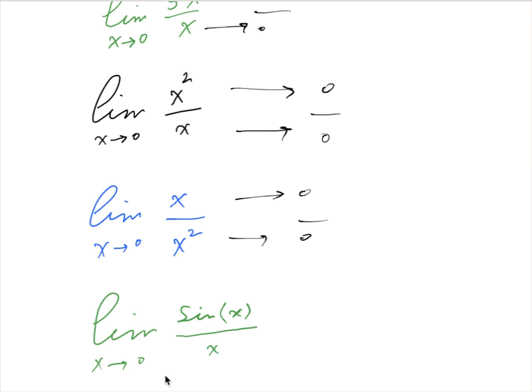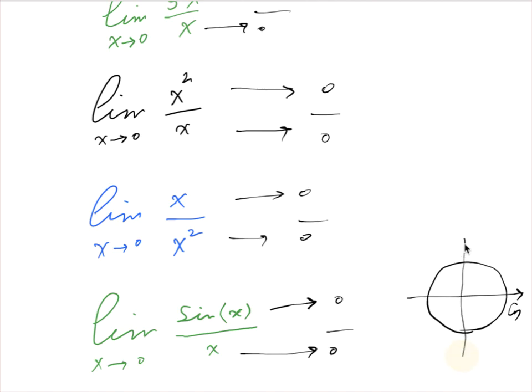Sine x over x as x tends to 0. Sine x goes to 0 as x goes to 0, and x goes to 0, so this is 0 over 0. And how do we know sine x goes to 0? Here's the unit circle. The y-axis is the sine axis, and 0 is here on the unit circle. So whether x goes to 0 from higher numbers or from lower numbers, the sine would be 0.